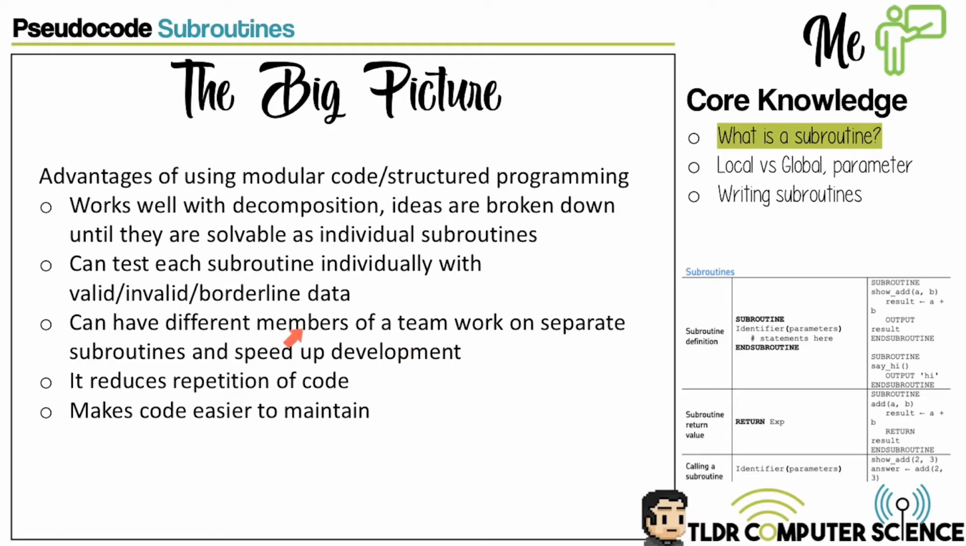You can have members of a different team work on different subroutines, and you can actually work as a whole group, and this massively speeds up development. It reduces repetition of code. So before, if you wanted to run the same bit of code multiple times, well, option one could be that you use some kind of iteration, like a while loop or a for loop. But often what you might have to do is literally copy and paste that code. You don't have to do that anymore. You break away that code into this box, into this subroutine, and every time you want it, you call it. We'll see the details of that in a moment.